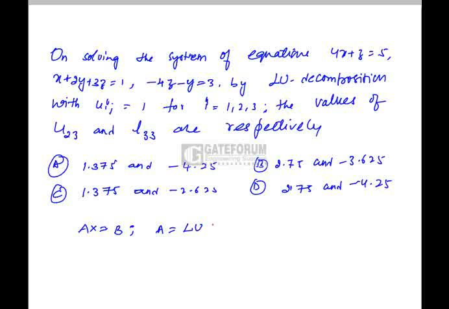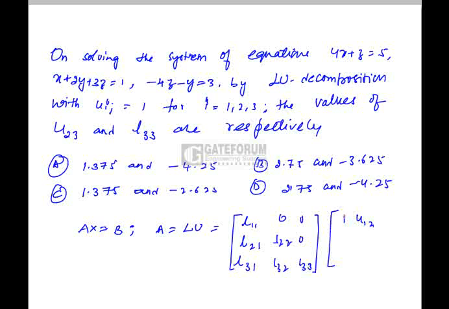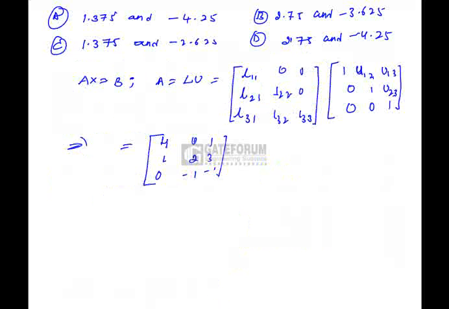Now, if I substitute the value of L, which is L11, 0, 0, then L21, L22, 0, L31, L32 and L33. Similarly, the next one will be 1, U12, U13, then 0, 1, U23, 0, 0, 1. Now, the product of these two matrices is nothing but A, which is 4, 0, 1, 1, 2, 3, 0, minus 1 and minus 4. Now, let us multiply the LHS and equate the values to RHS.